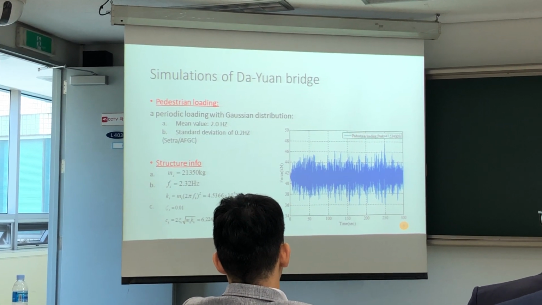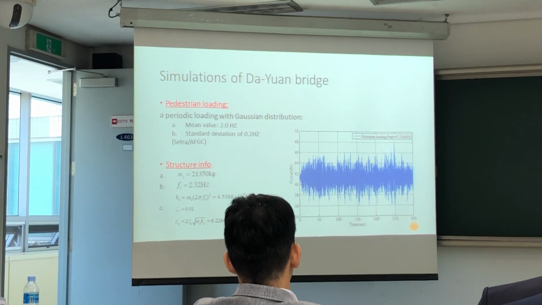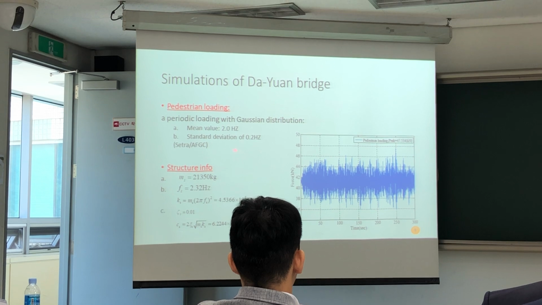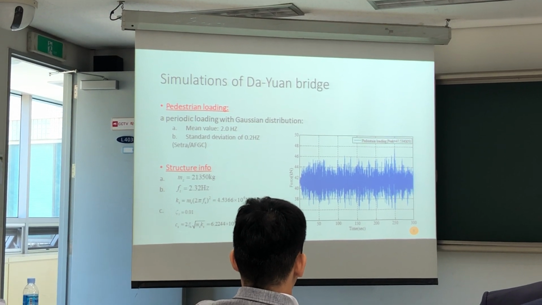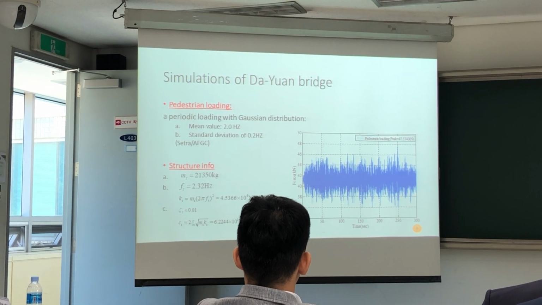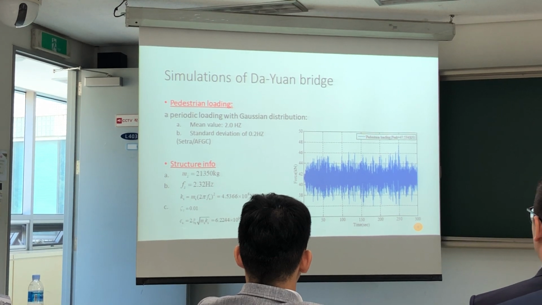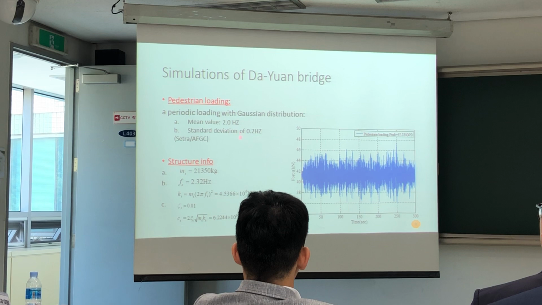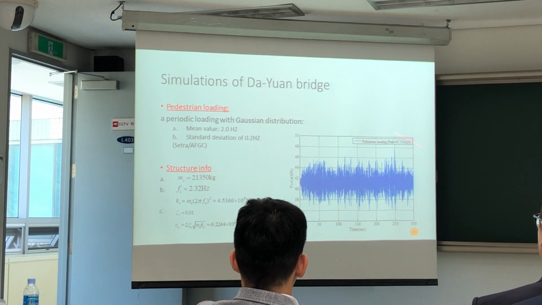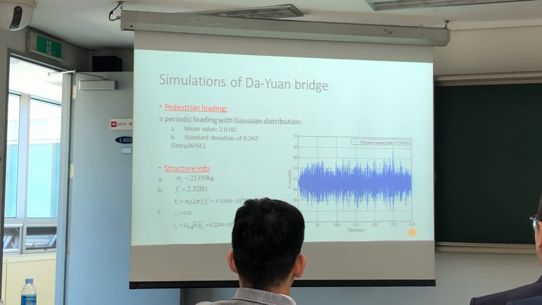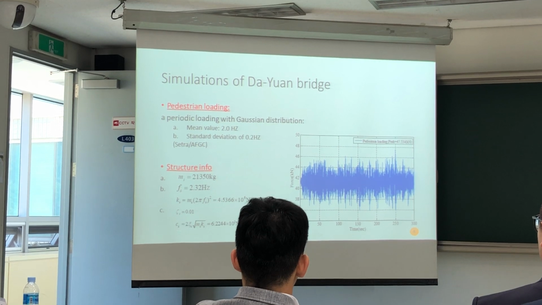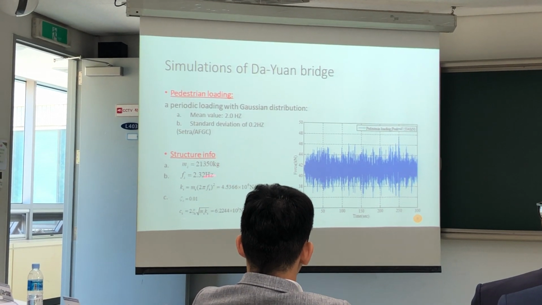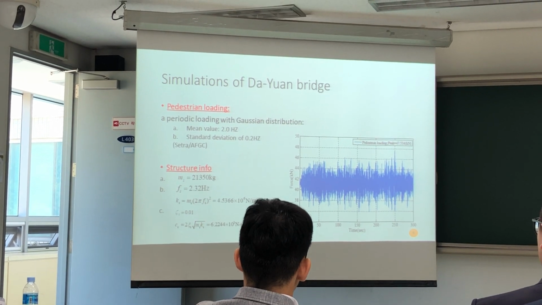And there are some simulations for the Diode bridge. First, we need the pedestrian load. It is proposed by SETRA that we can use a periodic loading with Gaussian distribution to represent the pedestrian load, with a mean value of 2 Hz and a standard deviation of 0.2 Hz. We simplify the Diode bridge into a single-degree-of-freedom structure with the mass, frequency, stiffness, and damping coefficients.